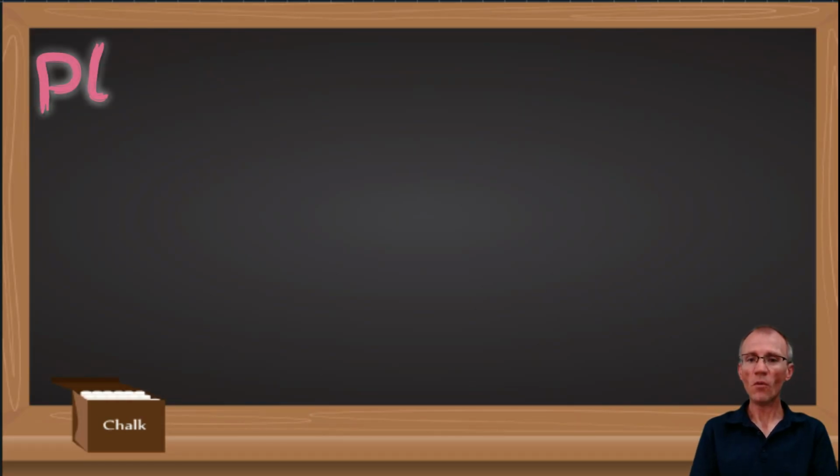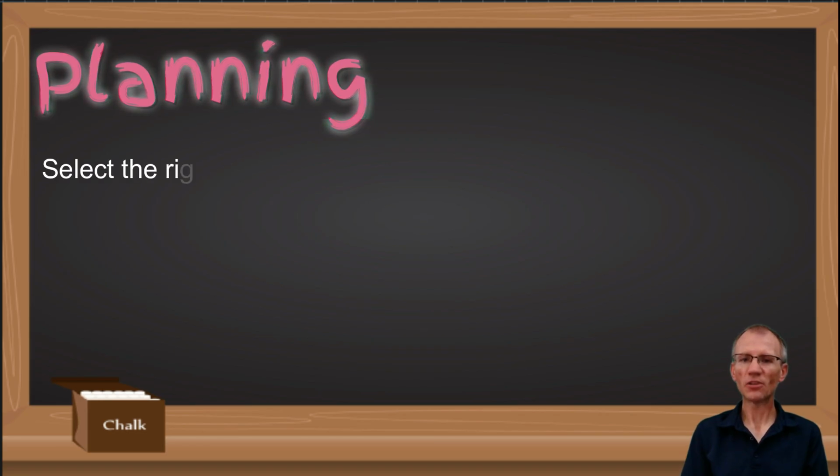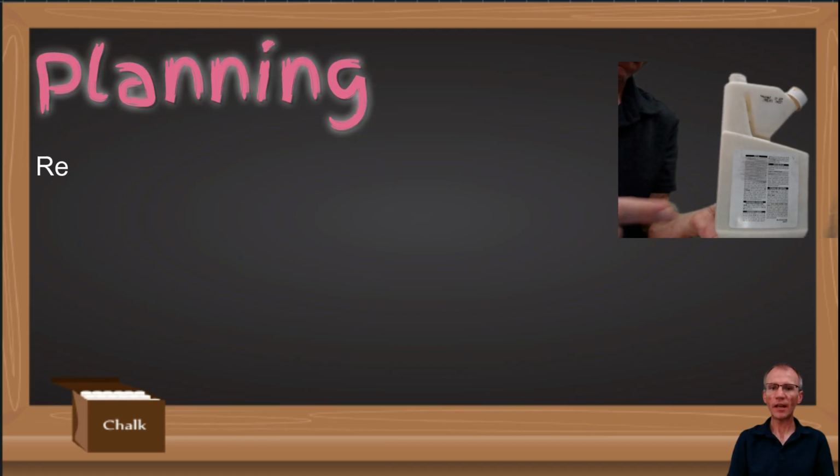Let's talk a little more about some of the steps in planning when it comes to a pesticide application. We always have to make sure we select the right pesticide for the job. So obviously, as you can imagine, there's going to be a lot of things that go into that. Inspections, identifications, and things like that are all helpful in making sure we do select the right pesticide for the job.